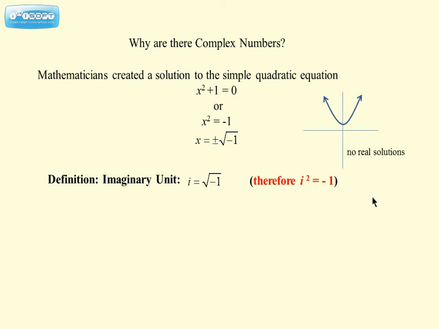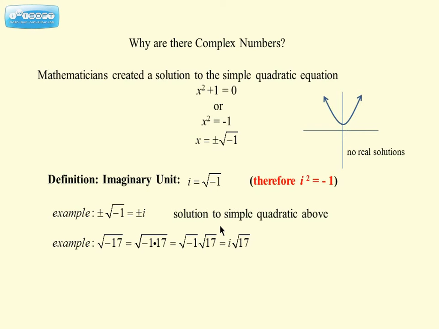This introduces some very interesting changes to our mathematical structure. To solve the quadratic from above, we have plus or minus the square root of negative 1 equals plus or minus i. To extend this to the square root of a negative number, our example is the square root of negative 17. We use our property of radicals to separate this into two radicals, the square root of negative 1 times the square root of 17. The square root of negative 1 equals i, so we have i radical 17.